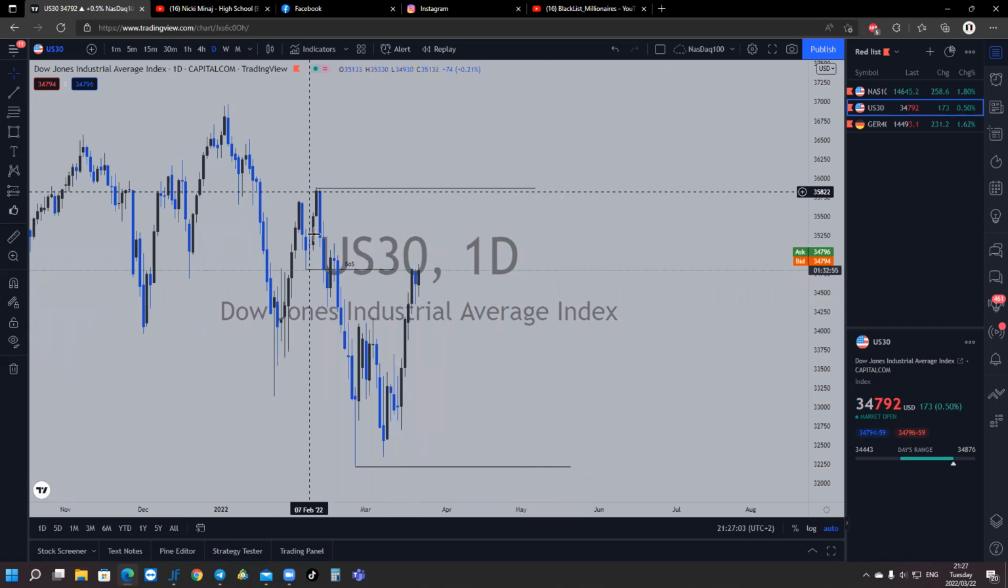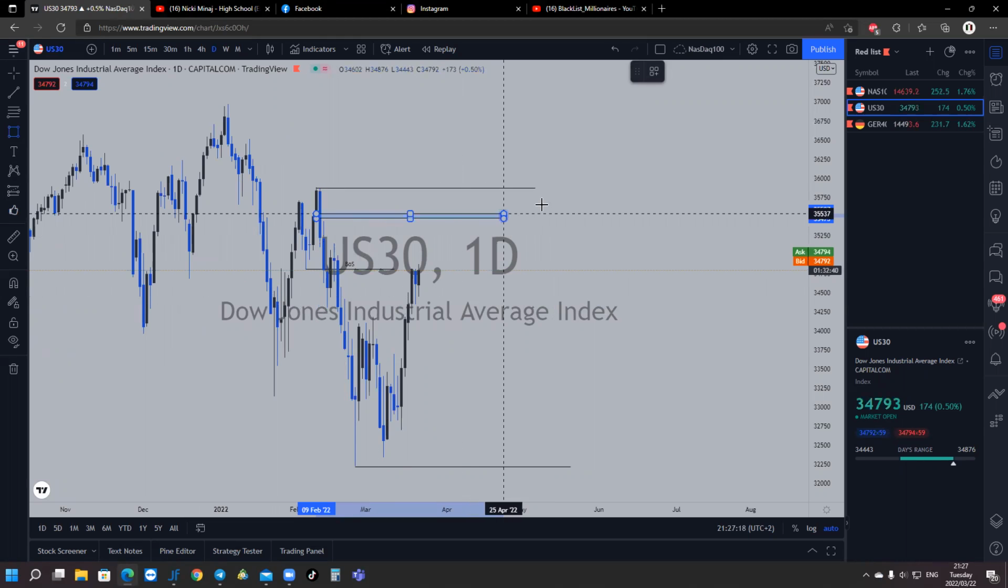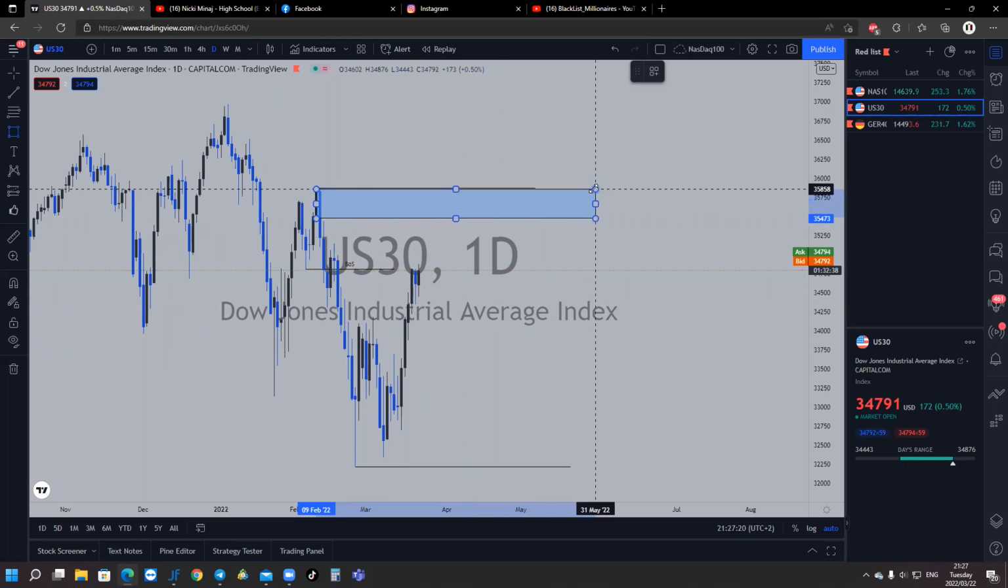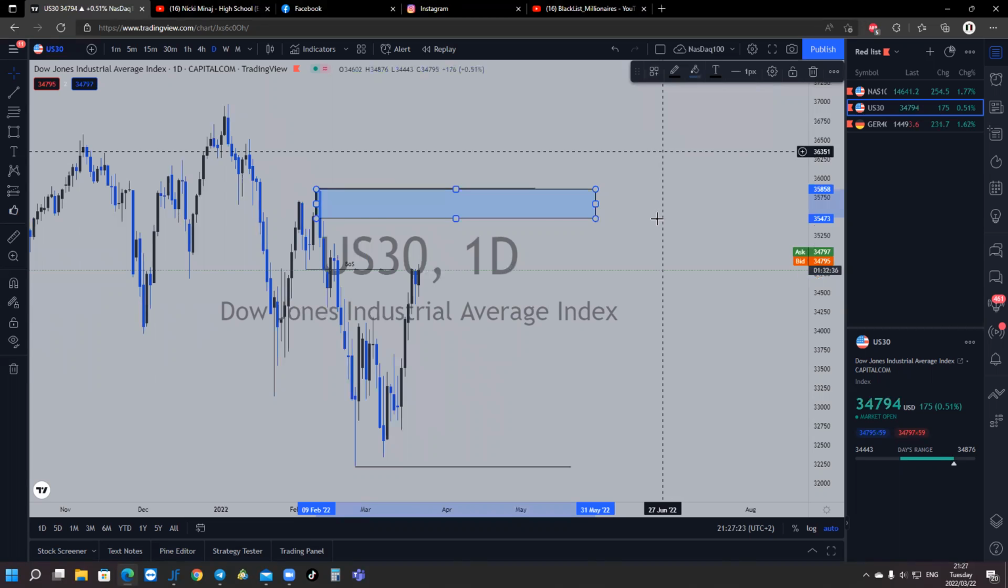And then from there, we need to mark the order block. This is the order block. This is the last candle going up before this impulse going down. So this will be our order block here, and then label it order block.